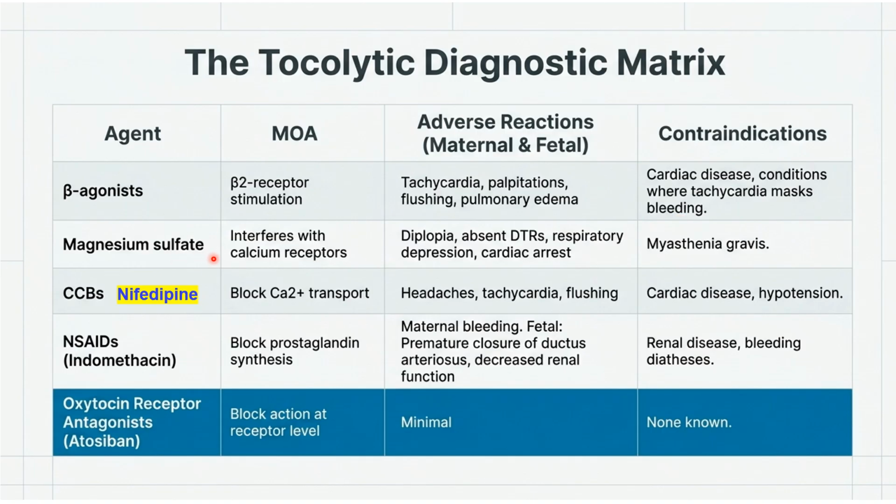For magnesium sulfate, as we said, it interferes with calcium receptors. Adverse effects are skeletal muscle relaxation, absent deep tendon reflexes, respiratory depression, and cardiac arrest. And the contraindication is severe muscle weakness, as in cases of myasthenia gravis, because it can aggravate the original existing condition.